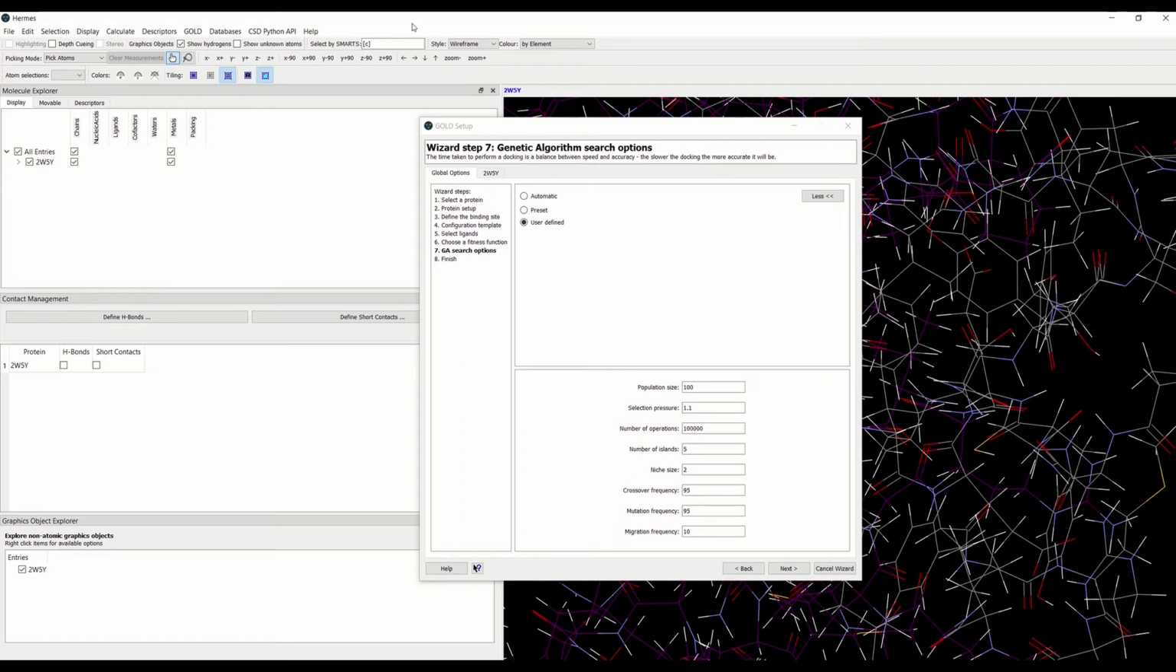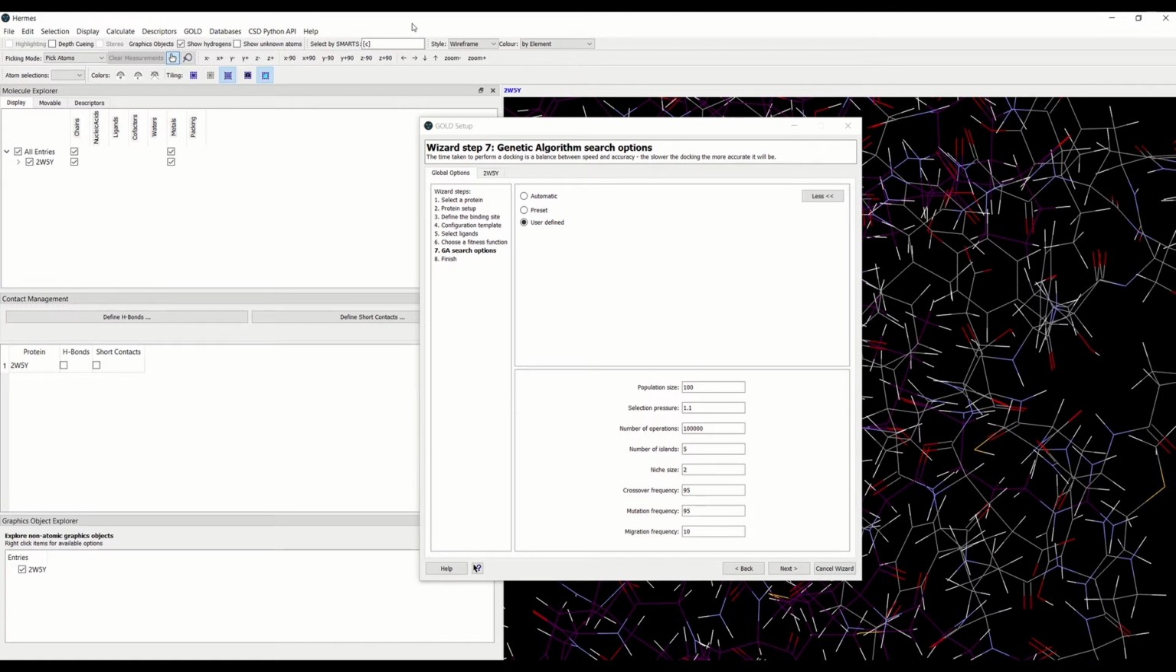In this video, I'm going to tell you about the genetic algorithm in GOLD. GOLD optimizes the score by using a genetic algorithm. A population of potential solutions is set up at random. Each member of the population is encoded as a chromosome which contains information about the ligand.